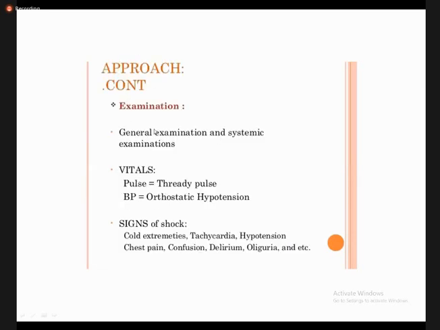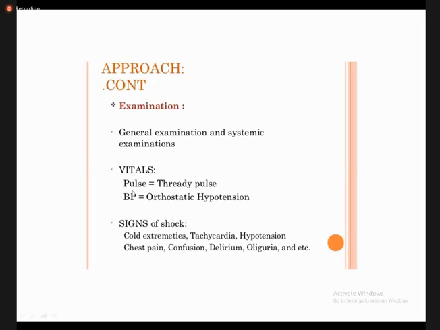So then how do we approach such a patient? After taking the history and the past history, we go to the examination. In the general physical examination, obviously the pulse and vital signs are very important in cases of GI bleed. If the patient has a thready pulse, meaning a very rapid pulse but low volume, it indicates that the patient has bled a lot.